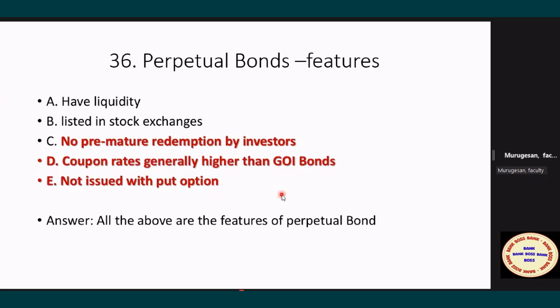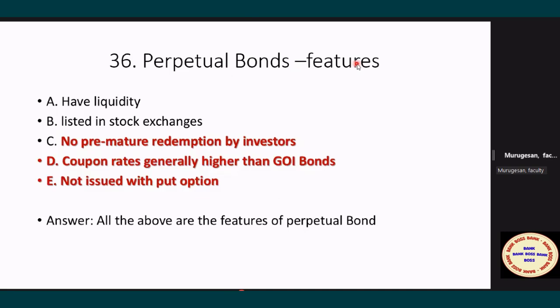Common equity means strong equity, Tier 1. CET means common equity tier 1. AT means additional tier 1. So these are the components of Tier 1. Tier 1 consists of two layers, and both are strong. Earlier, this perpetual concept was not there; it is a recent concept. Now look at the question.